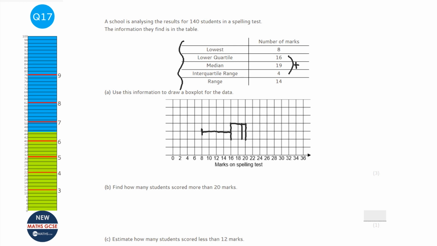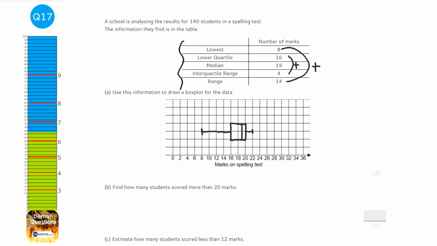So I'm going to do my box. Now the range is the biggest, take away the smallest. So if the smallest is 8, then to work out what the highest is going to be, I just get the range, which is 14, and add on to the 8. So 14 plus 8 is 22. So the highest value is at 22. There we go, and that's our box plot. So that's question 1 done.